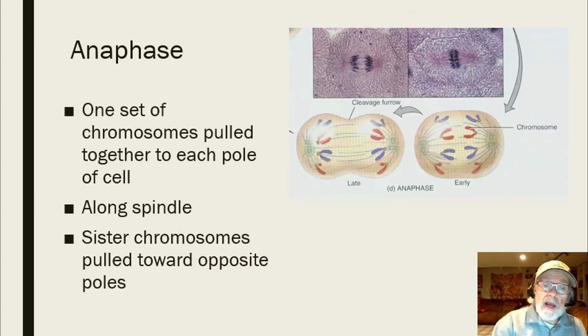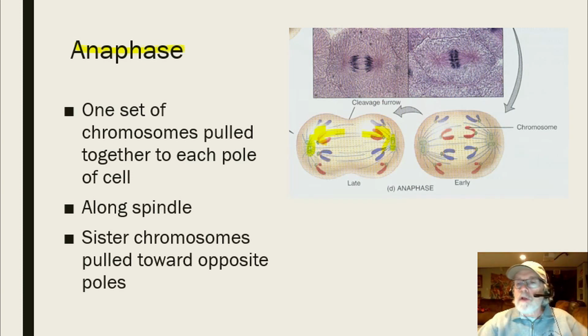Next phase we have is called anaphase. In anaphase, the kinetochore continues to pull. Here's one pole, here's the other pole. So these sister chromatids get pulled this way, these sister chromatids get pulled this way. This is early, as they're starting to get pulled apart. This is late, as they're getting pulled even further.